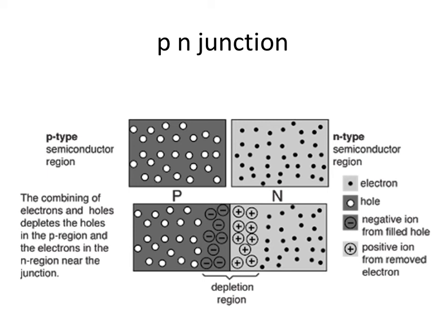So when you measure the current, the total current will be the sum of the current by the holes and the current by the electrons. So that is what is happening in the beginning when we form the PN junction.